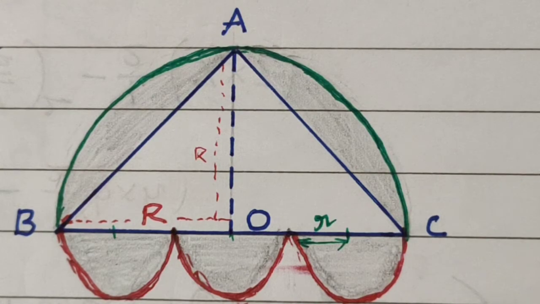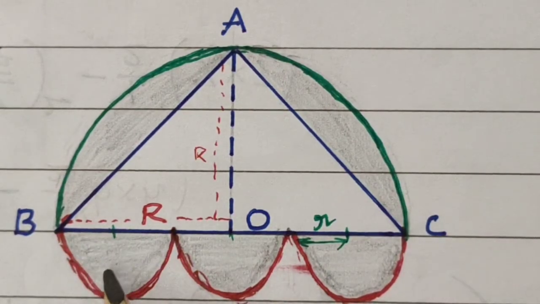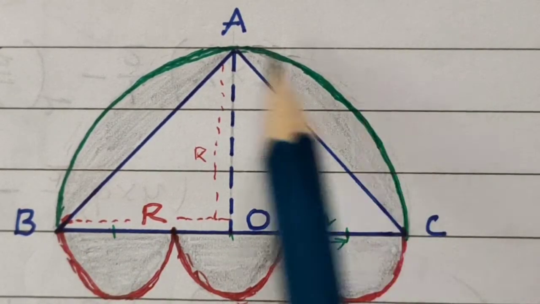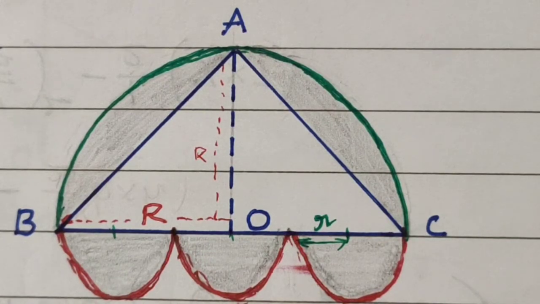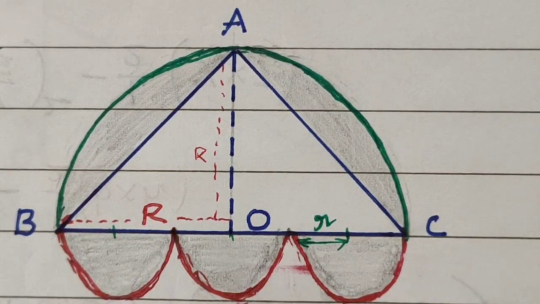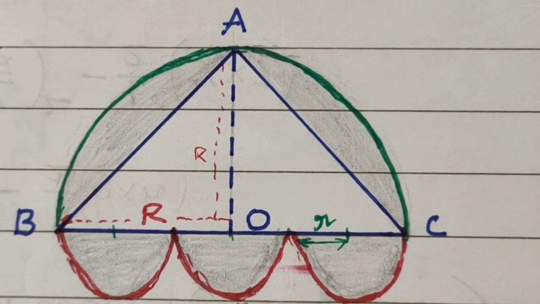A doorway is decorated as shown in the figure. There are 4 semicircles. One semicircle here, second one, third one, fourth one. BC is the diameter of the largest semicircle. BC is the diameter of this semicircle, of length 84 centimeters. This is BC is equal to 84 centimeters. The centers of all these small semicircles lie on this BC.